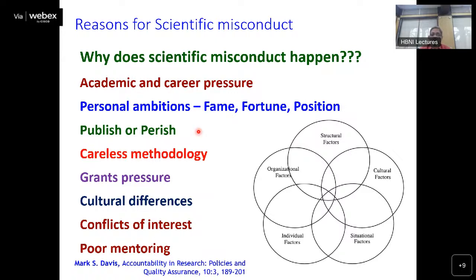Now if you look at all these things, you can see a sort of Venn diagram, where you have all these structural factors, organizational factors, individual factors, situational factors, and cultural factors all getting involved in this, and all of these contribute to a scientific misconduct which occurs.